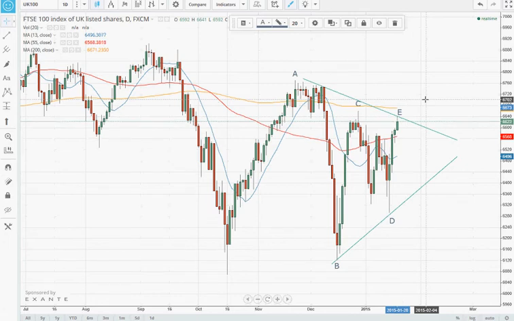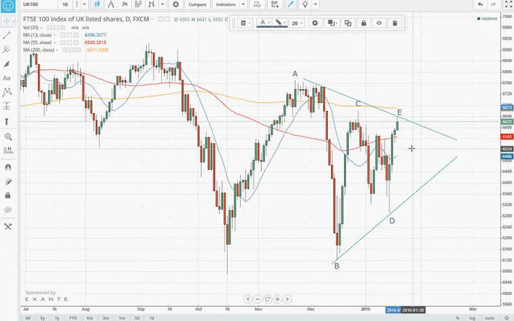However, there is another pattern, another triangle that I want to show you. And this is a problem when trading triangles. Sometimes you are not very sure where to enter the market because what you think is a wave E, in fact, could be a wave C. And let me show you why.